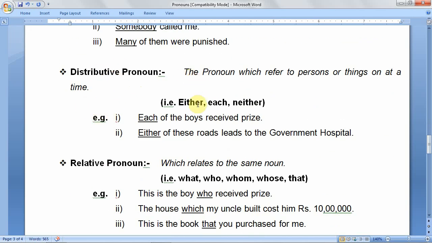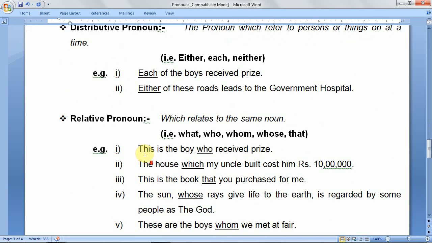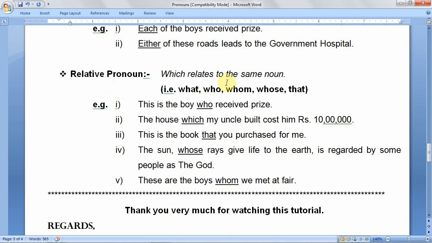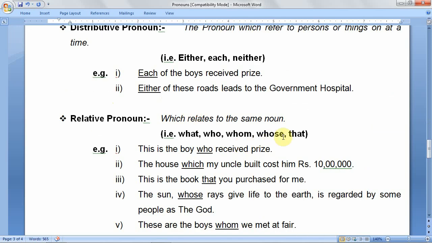Next we have distributive pronoun: either, each and neither. Then we have learnt about the relative pronouns, that is what, who, whom, whose, that, etc. It is considered as relative clauses or that clauses. There is a separate chapter over there. You might have heard about the word clauses. We have noun clause, adjective clause and adverb clause. So we have a relative clause also. So pronoun is such a kind of part of speech which can be used anywhere.